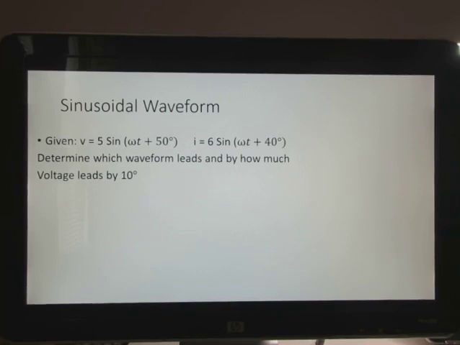So if we're given these two sine waves, one's a voltage and one's a current, which waveform leads and by how much? So the voltage leads by 10 degrees. Here, the current leads by a delta of 70 degrees.